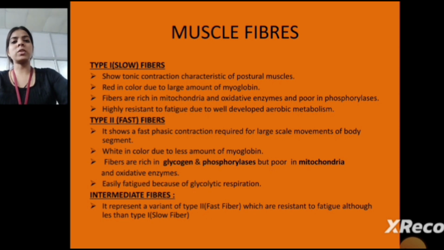Then type 2 are fast fibers, with fast phasic contraction required for large-scale movement of the body segment. They are white in color due to less myoglobin. The fibers are rich in glycogen and phosphorylases but poor in mitochondria and oxidative enzymes. They are easily fatigued because of glycolytic respiration. Then intermediate fibers represent a variant of type 2, which are resistant to fatigue although less than type 1.